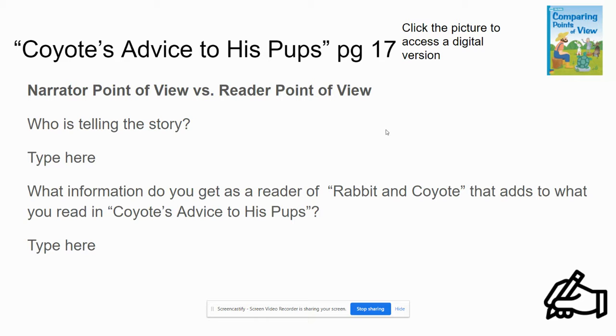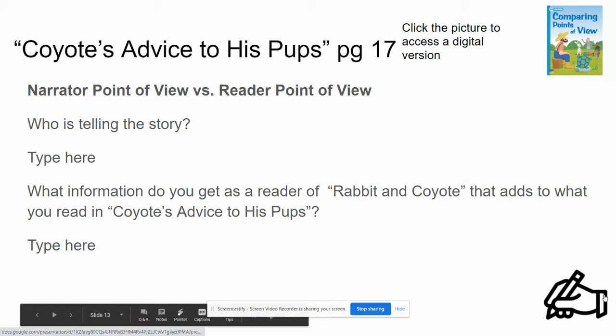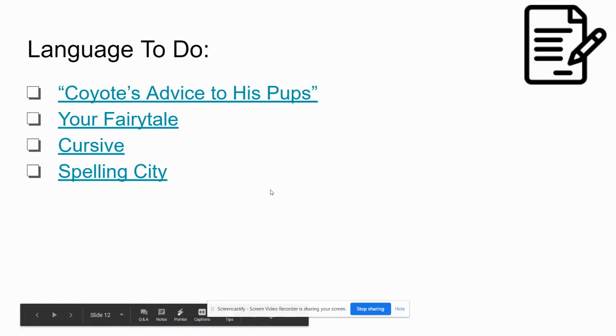Then we're gonna think about this. What information do you as a reader have? Because you already read Rabbit and Coyote. What do you know that adds to you reading Coyote's advice to his pups? Please answer those in complete sentences.